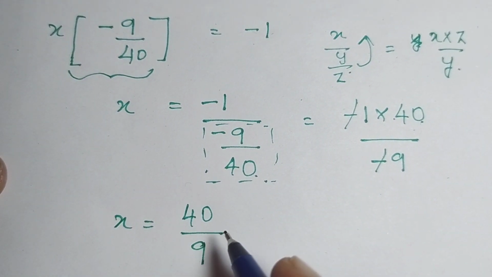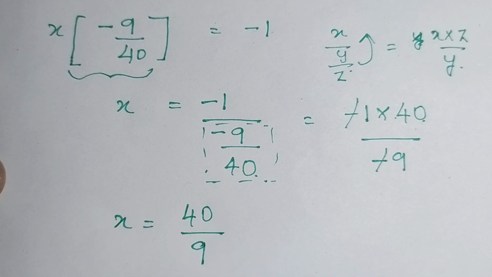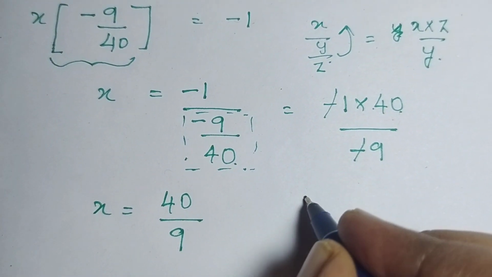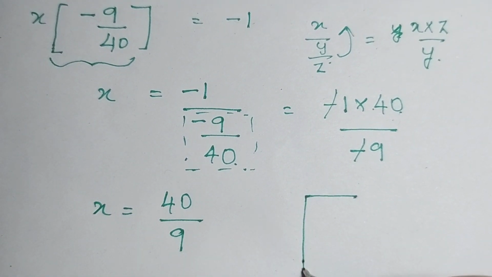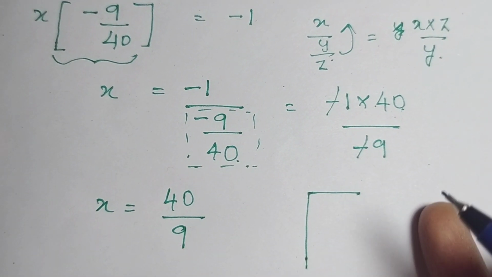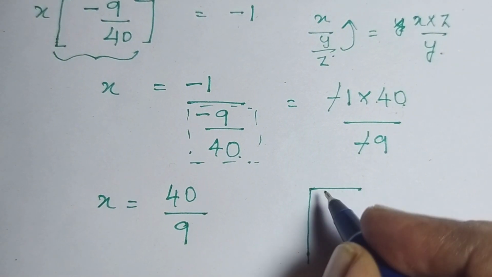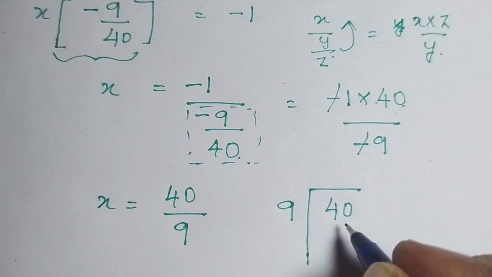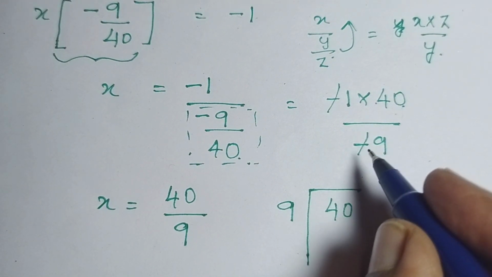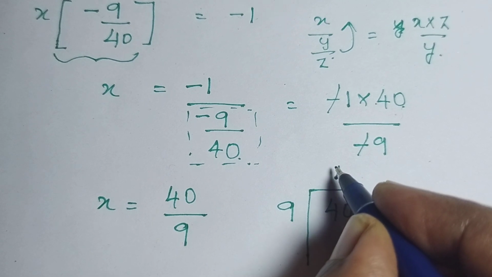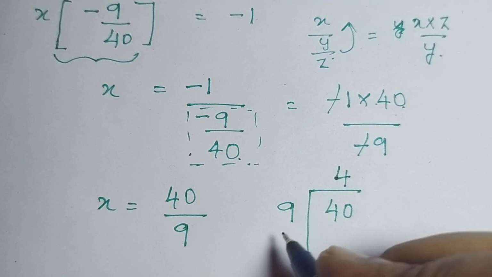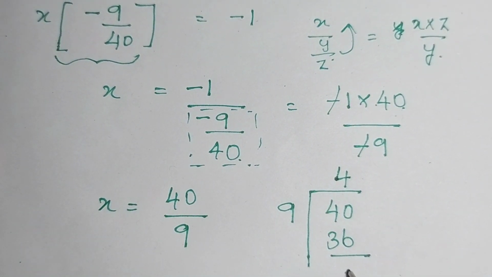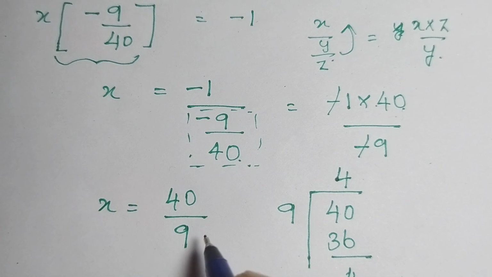We can't divide this and this, but we can also write this as an improper fraction answer. If your option is in improper fractions, then you can use this technique. 40 divided by 9, right? So what term is nearer to this? 9 4s are 36. 9 5s are 45, it exceeds. So 9 4s are 36, so the remainder is 4. So now we get another answer.